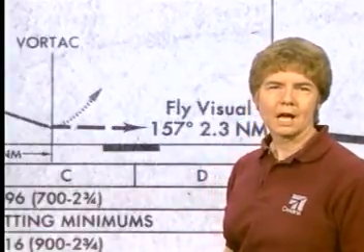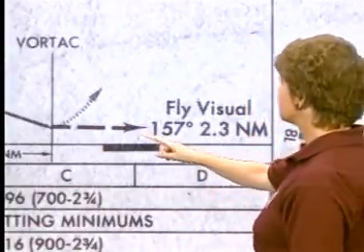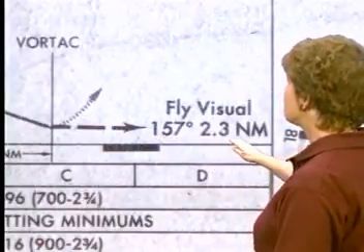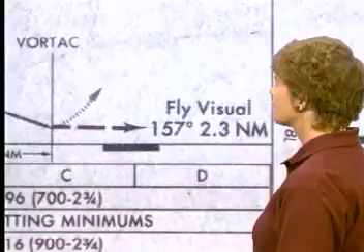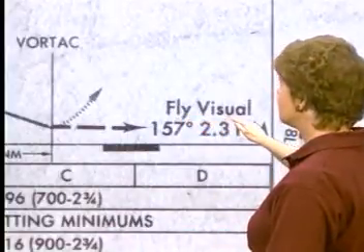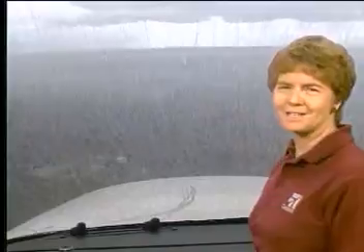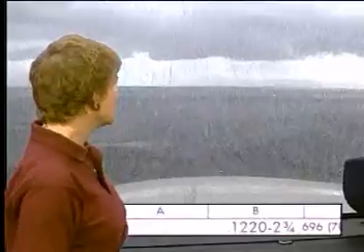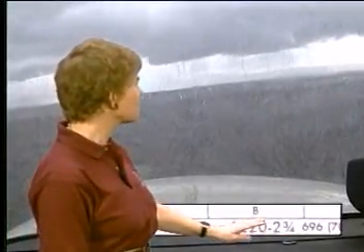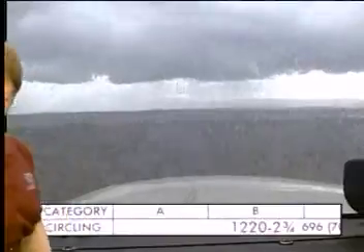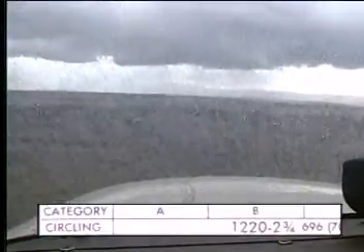When you get to the VOR, you'll fly visually on a course of 157 degrees for 2.3 nautical miles to the airport. Because it says fly visual, you do not have to have the runway environment in sight to continue past the VOR, which is the missed approach point. But since you are flying visual, you must be clear of the clouds by the time you cross the VOR, and you must have the required visibility. In this case, 2 3/4 miles. If you're not visual, you'll need to execute the missed approach procedure at the VOR.